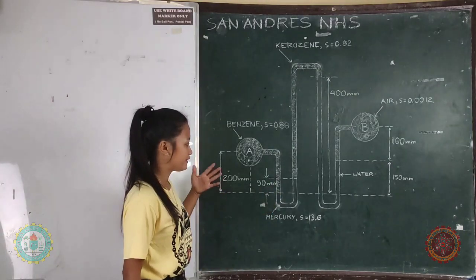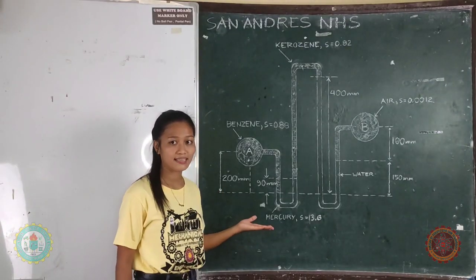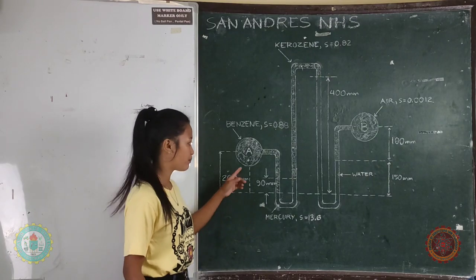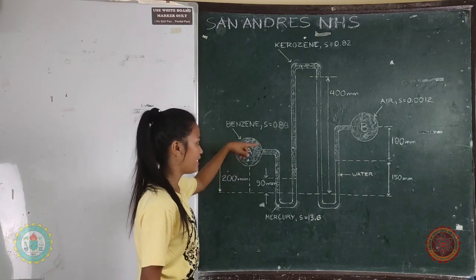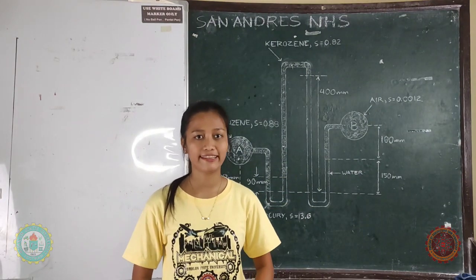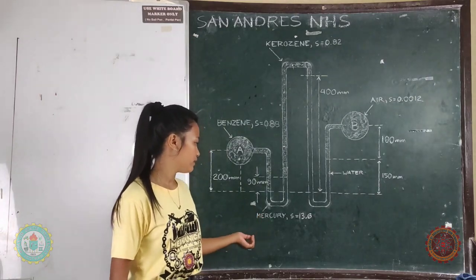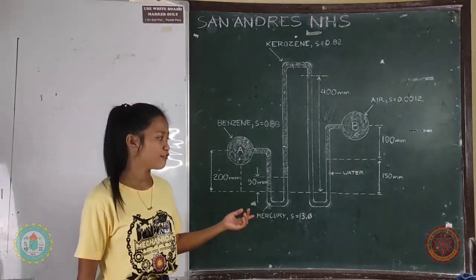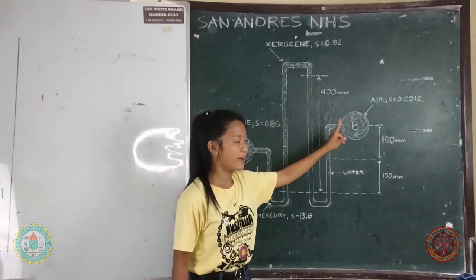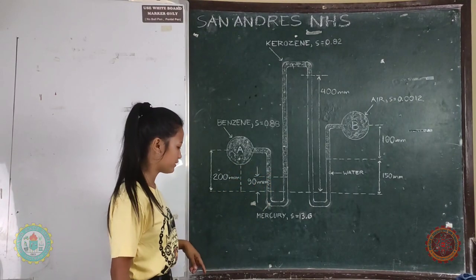So in this figure, the problem asks to determine the difference of pressure between pipe A and pipe B. So let's proceed to the given manometer problem. What is asked in the problem is to find the difference in pressure between pipe A and pipe B. So we apply the steps in solving a manometer.